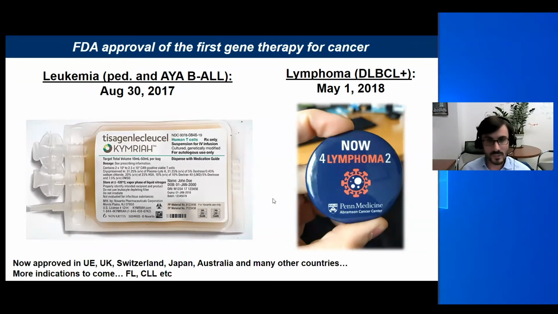Now, many countries in the world, as you certainly know, have CAR-19 approved. There is also another product, actually another 2 products, and others are coming up, and hopefully we will see more indications, including follicular lymphoma, CLL, and so on.